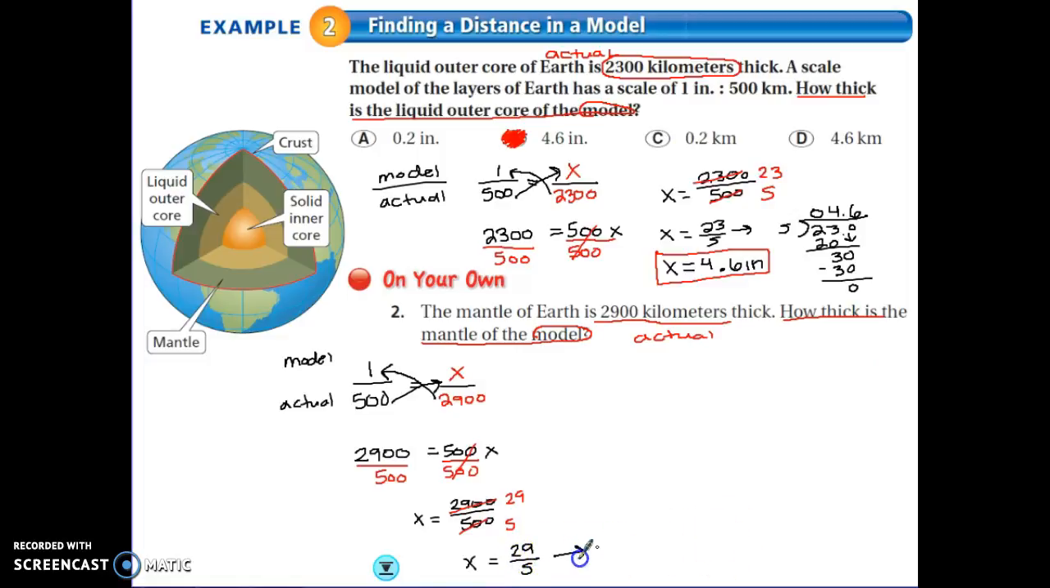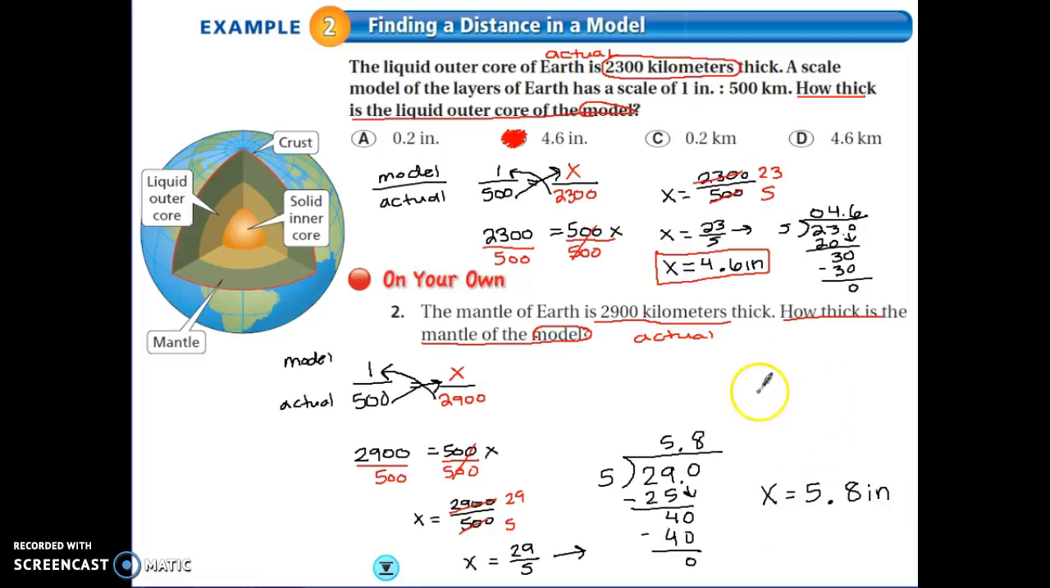To get a decimal, I'll go ahead and do some division. 29 inside and 5 outside. 5 goes into 29 5 times. When I subtract, I get 4. Putting decimals, I'll bring down a 0. 5 goes into 40 8 times exactly. So x is equal to 5.8. And since the model has units in inches, x is equal to 5.8 inches.